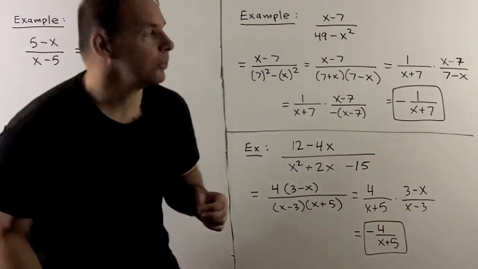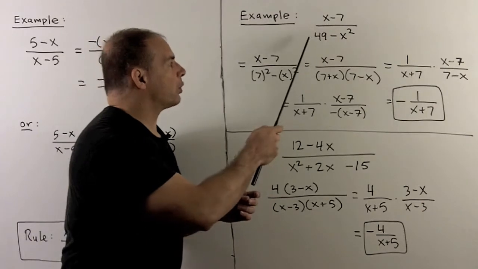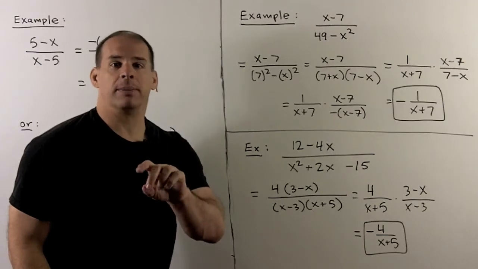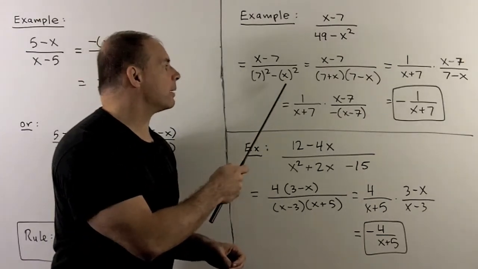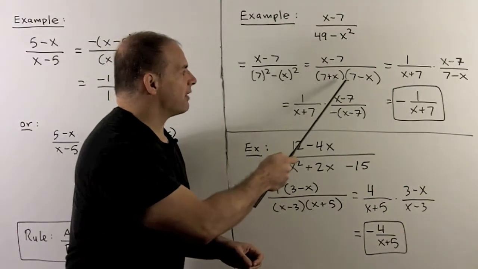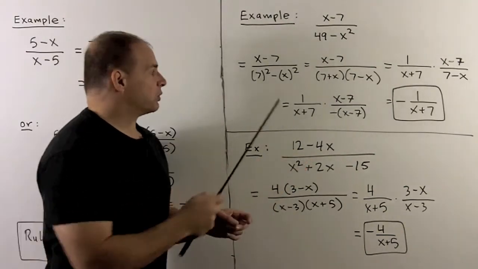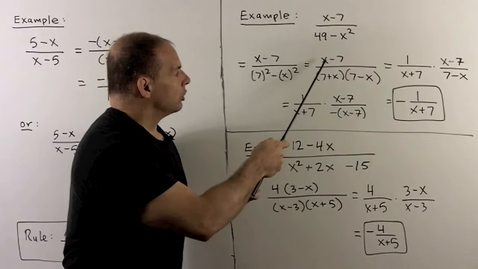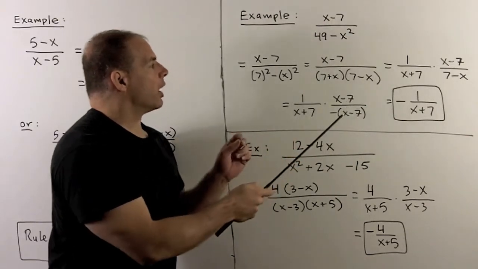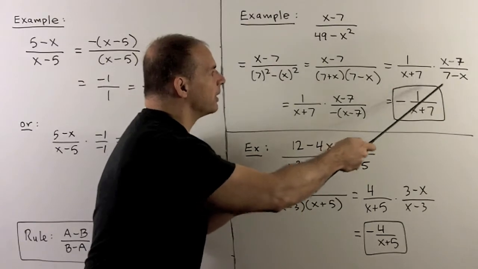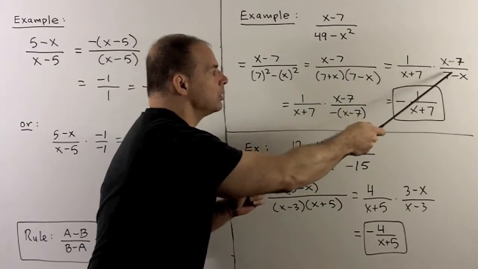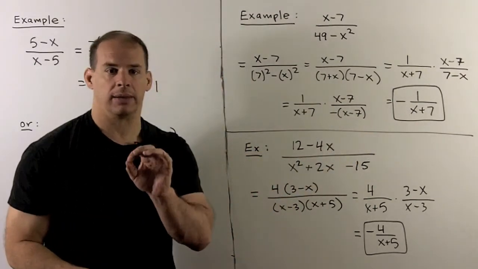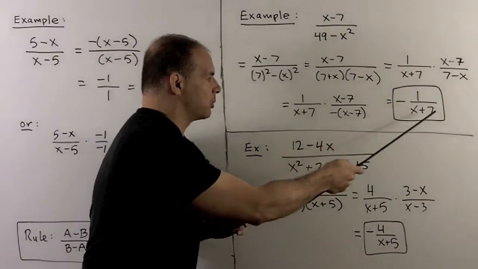For another example, we have (x minus 7) over (49 minus x squared). We note the expression in the denominator is a difference of two squares, 7 squared minus x squared. So that factors as (7 plus x)(7 minus x). Note, we have to respect the order here to make that minus sign work out correctly. Note, these are off by a minus sign. So I could separate out the 1 over x plus 7 and then deal with this separately. You can either use your rule to get a minus sign, or you can factor out the minus 1 from the denominator, whichever way you like. We wind up with minus 1 over x plus 7.